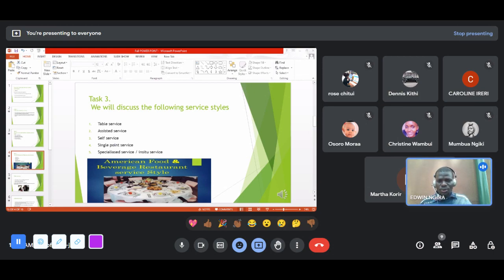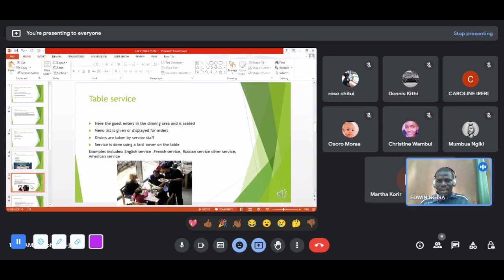We are going to look at each one of them one by one so that we understand how and where we can employ them. Because remember, our objective number one was to identify the style of service and also to look at where we can employ that style of service. So number one, we look at table service.